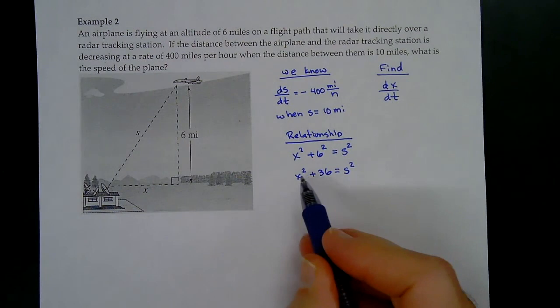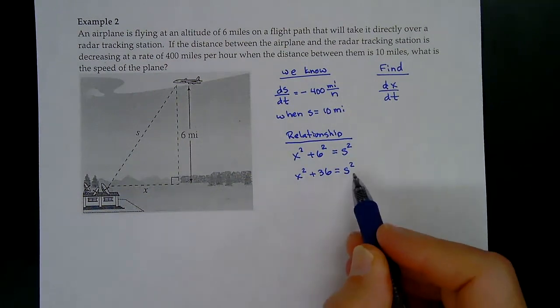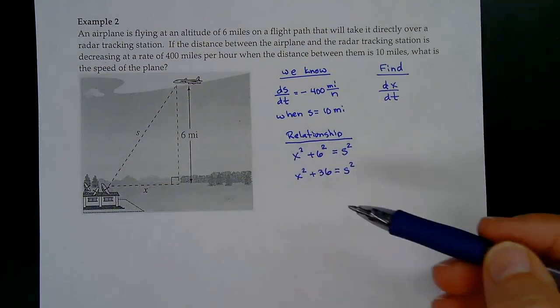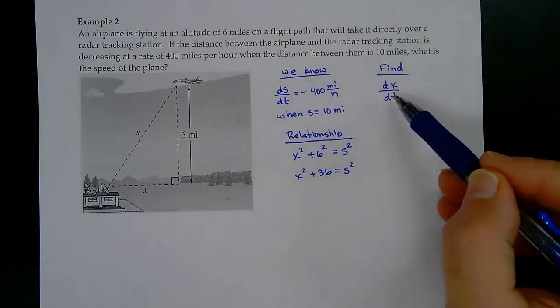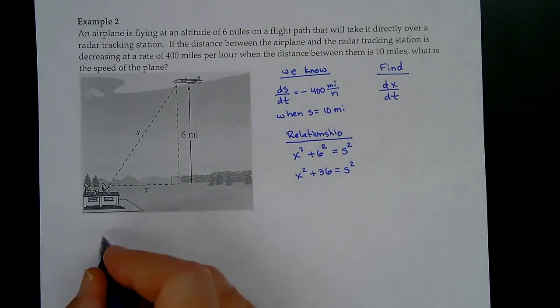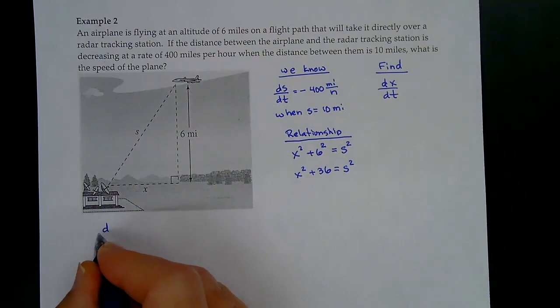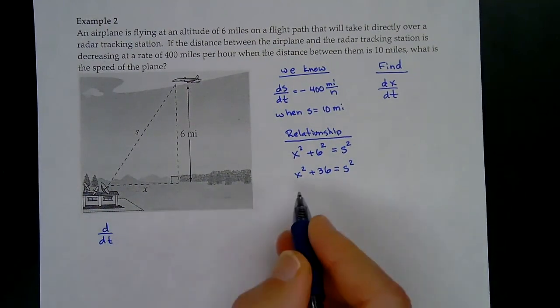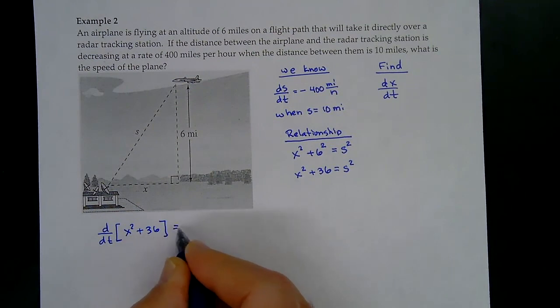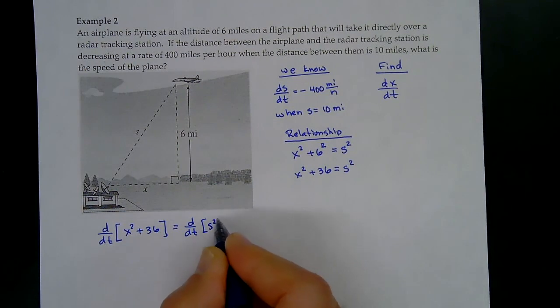Well, this left-hand side, because there's an x over here, I'm going to pick up dx over dt. And over here on this right-hand side, I'm going to pick up the ds over dt. So I'm picking up the rate that I have, and I'm also picking up the rate that I am trying to find, okay? So we're going to take the derivative with respect to time of both sides of this relationship. So x squared plus 36, and we're going to take the derivative with respect to time of s squared.